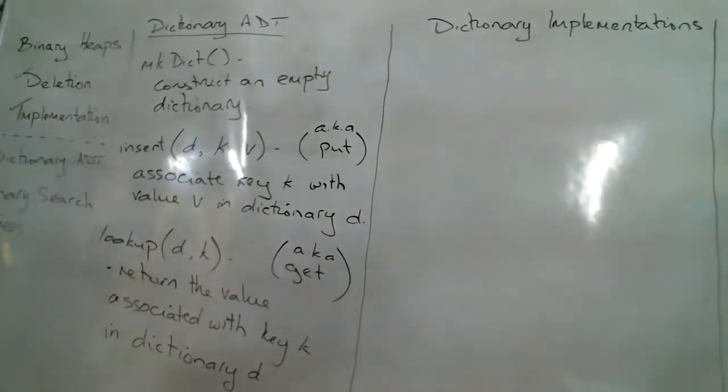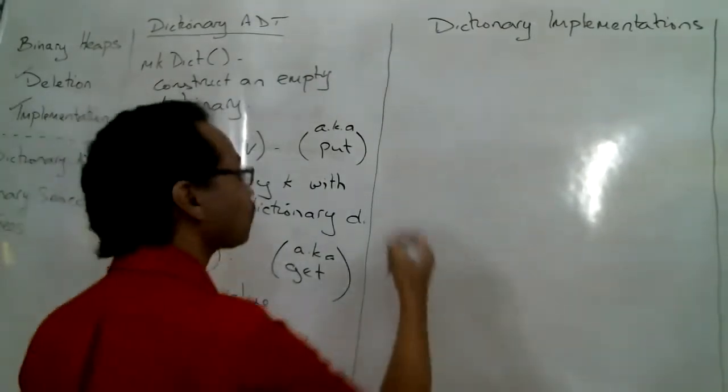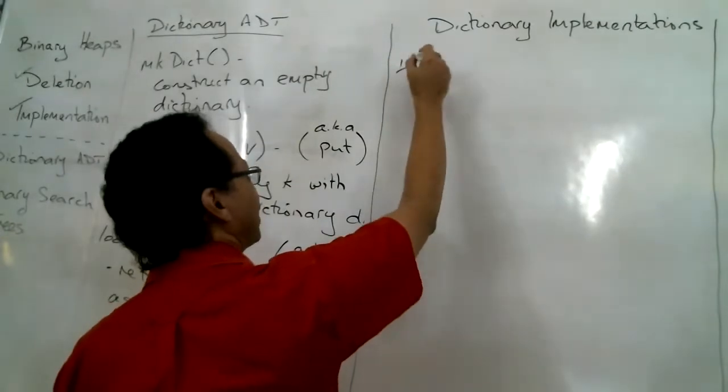I could try something similar to the discussion we had with the priority queues, right? I could have a linked list of, what would each element in my linked list be? A key value pair. Good. So I could have a linked list of pairs, but this time the pairs are not priority and element, they are keys and values. So option 1, linked list.